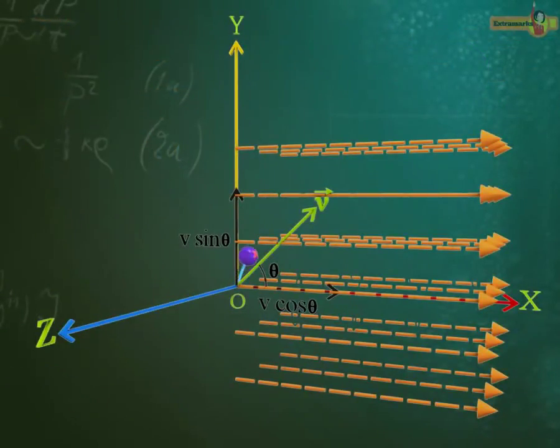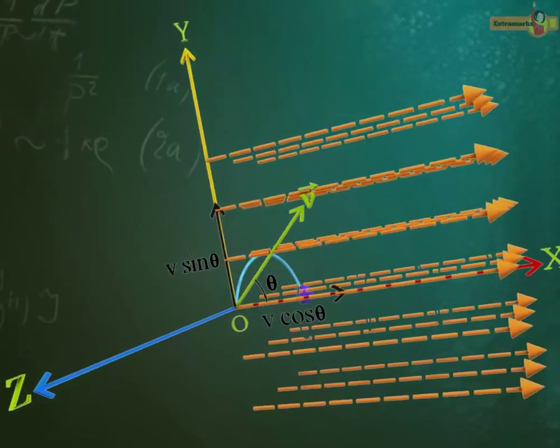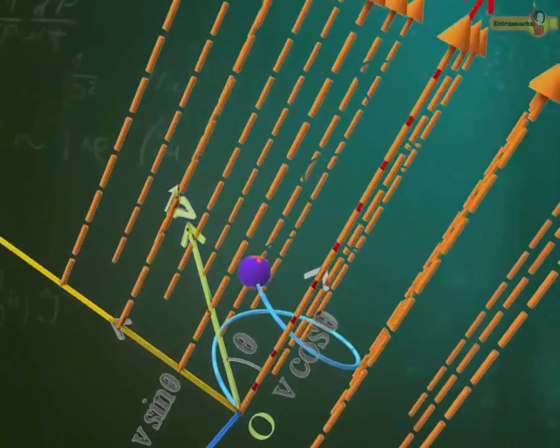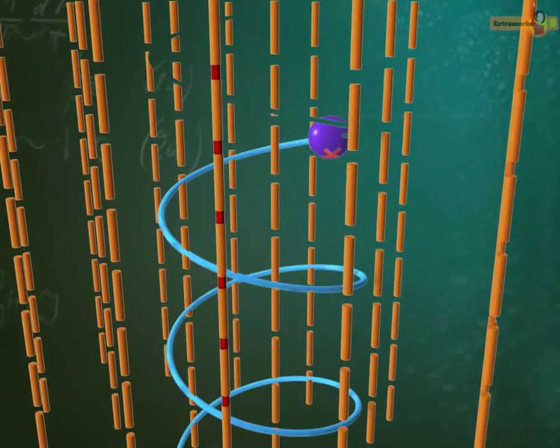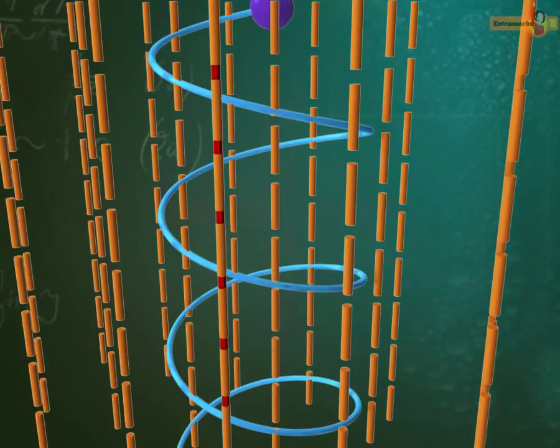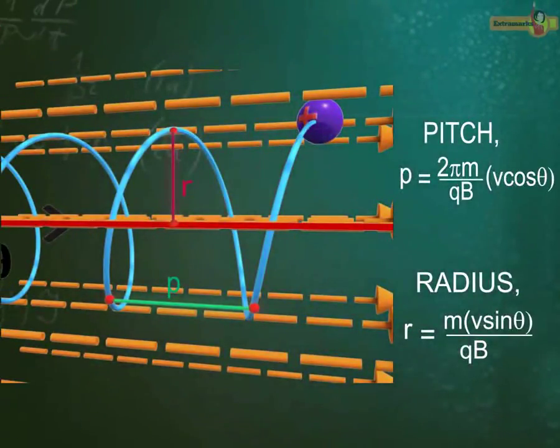The combined effect of linear motion along the field and circular motion in a plane perpendicular to the field is helical motion, with the axis of the helix along the magnetic field. A helix is characterized by its pitch and the radius. Pitch is the linear distance covered by the particle along the magnetic field in one complete cycle.